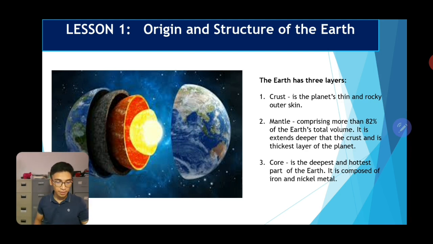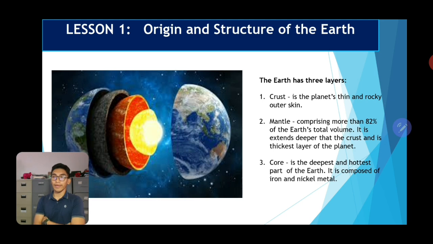Origin and structure of the Earth. The Earth has 3 layers, the crust, mantle, and core. The crust is the planet's thin and rocky outer skin, comprising 82% of the Earth's total volume. Basically, the Earth has 3 layers, but as I said earlier, there are 4 because there is an inner and outer core. But let's talk first about the crust. The crust is the planet's thin and rocky outer skin.